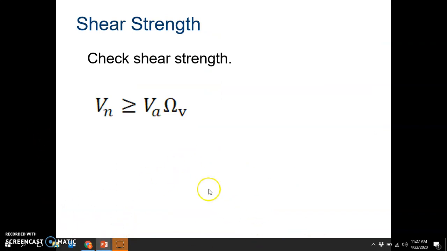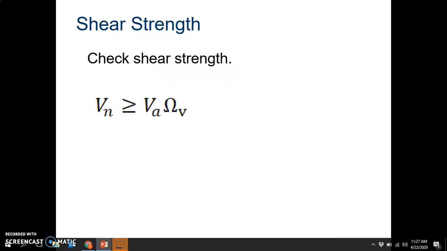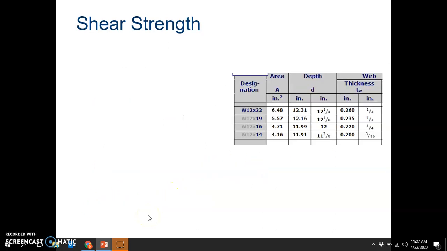Now we're going to go to shear. So we're going to take our max shear from the diagram. I forget what it was. Oh, there it is. 9,810, and we're going to multiply it by the shear factor of safety, which is 1.5. Gives us 14,715. And now we're going to check the strength of that W12 by 16 member to make sure that that shear strength is greater than this applied shear.